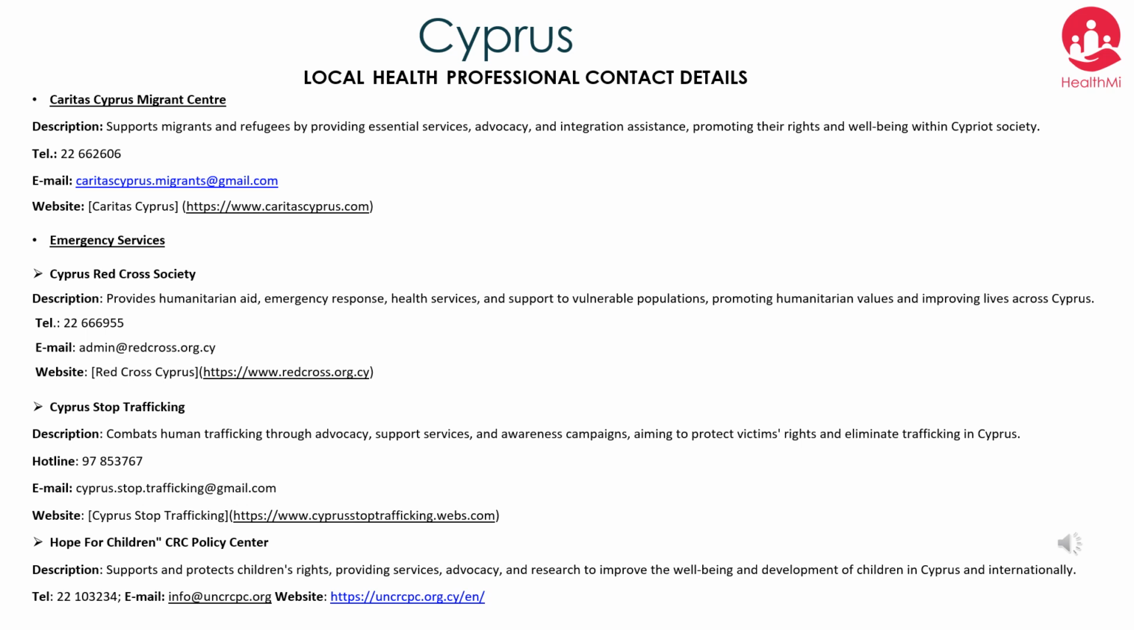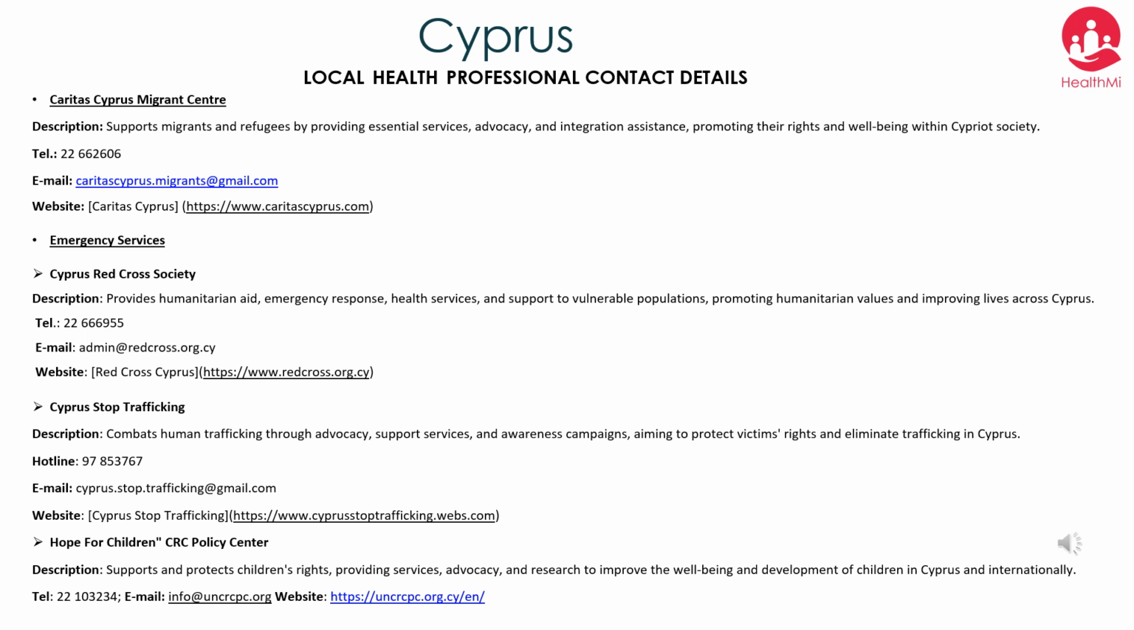Caritas Cyprus Migrant Centre. Description: supports migrants and refugees by providing essential services, advocacy, and integration assistance, promoting their rights and well-being within Cypriot society. Telephone 22 662606. Email caritascyprus.migrants@gmail.com. Website Caritas Cyprus, www.caritascyprus.com.